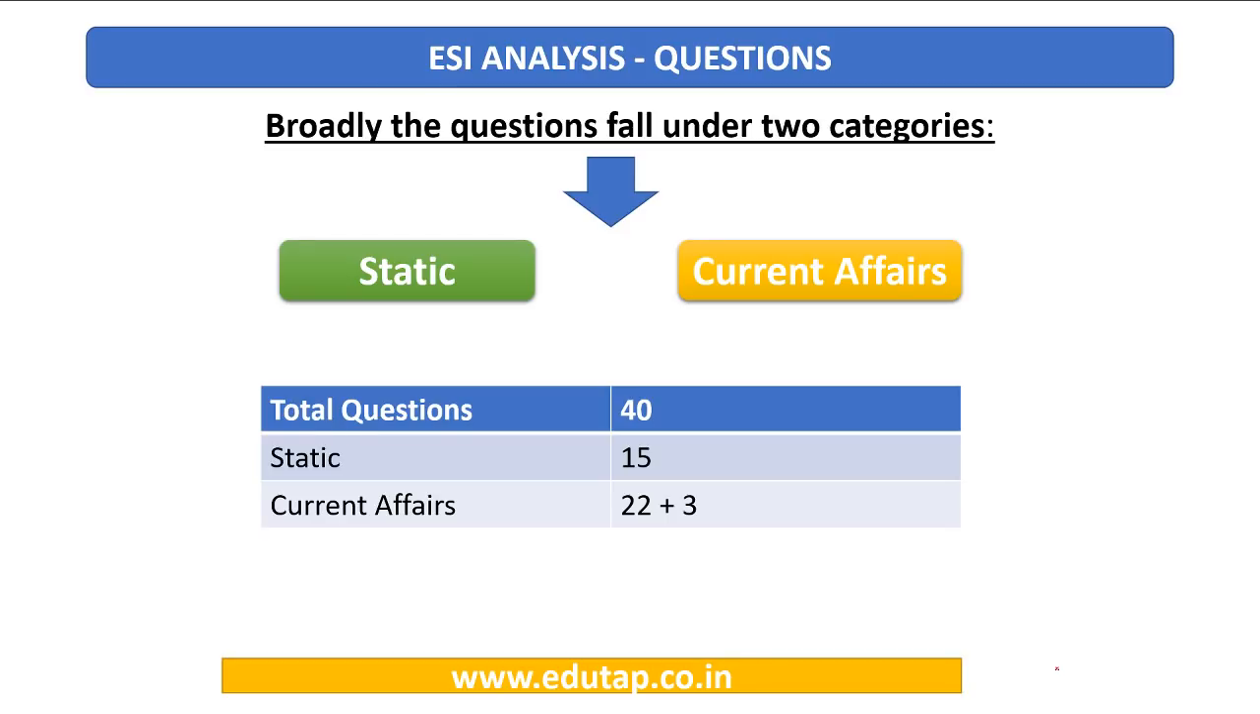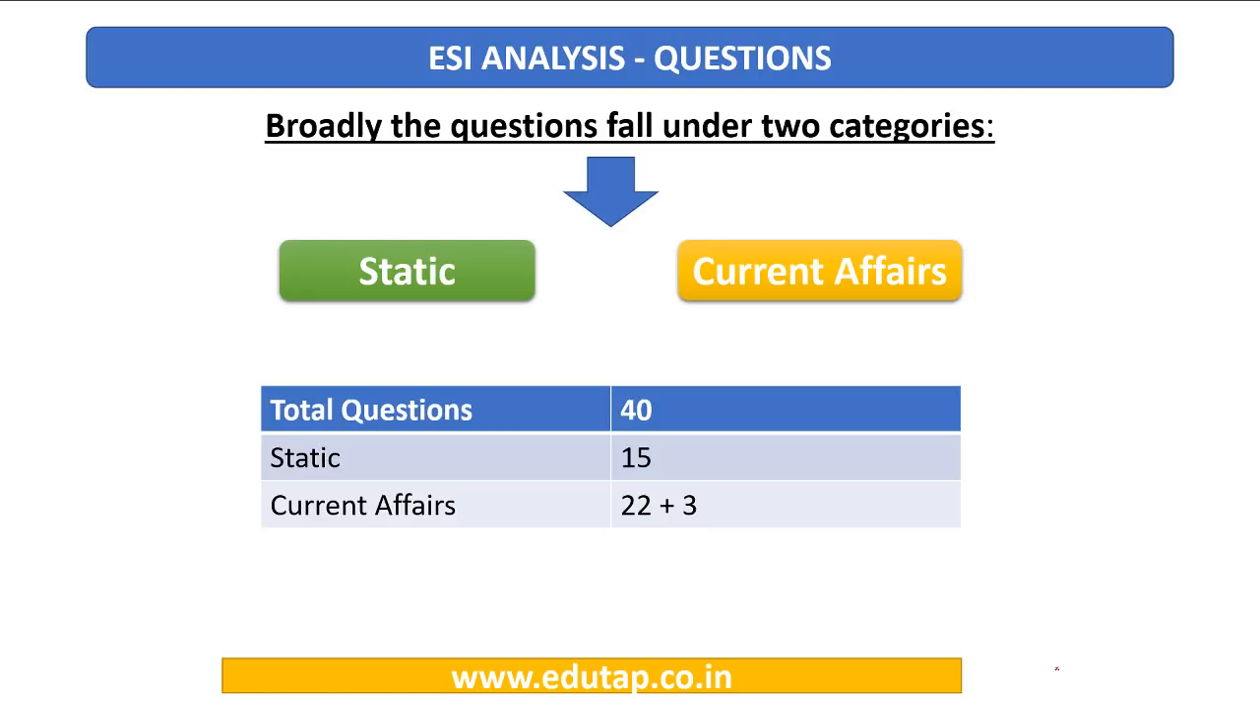So now we have discussed all the questions, right? These questions can be put under two categories, as we had already seen: static and current affairs. We had a total of 40 questions. Out of it, static were 15 and current affairs were maybe 25, right? So you can see the weightage of current affairs is obviously more, but static questions also form an important component of our paper.